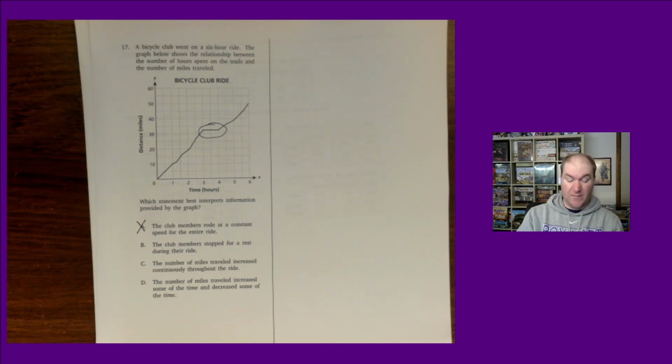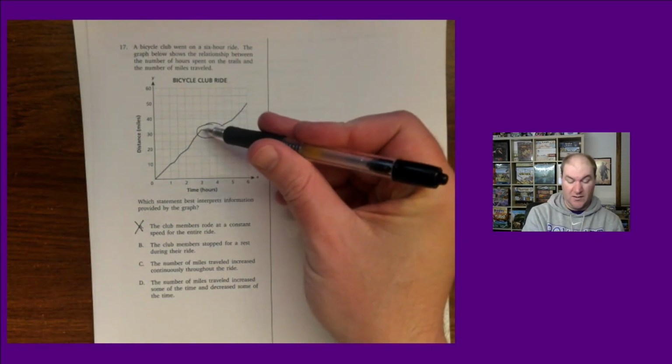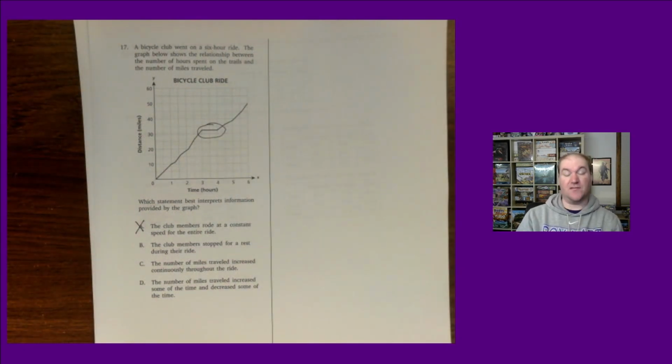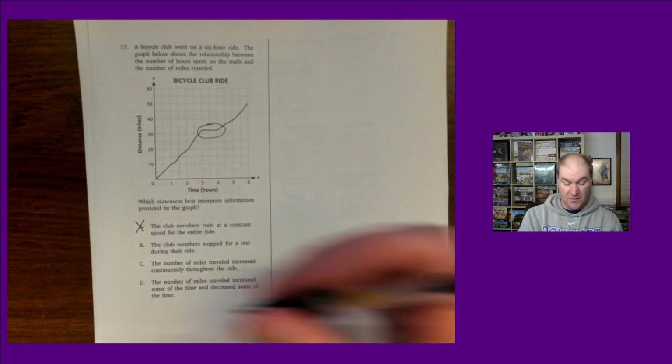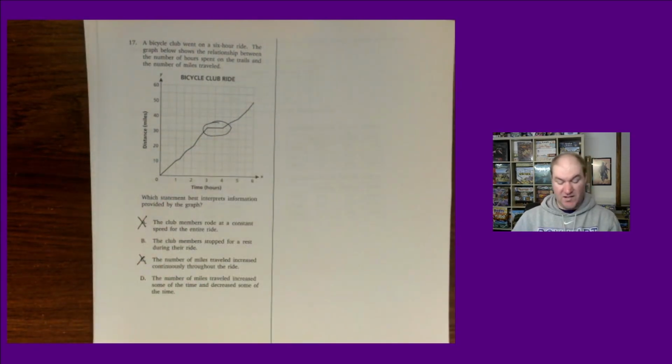Choice C, the number of miles traveled increased continuously. No, right here it did not, right? It was around 32 miles for that whole hour there. So it's not choice C. And choice D, the number of miles traveled increased some of the time and decreased some of the time.